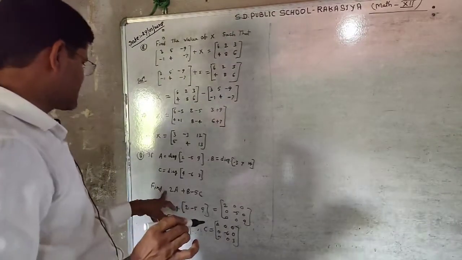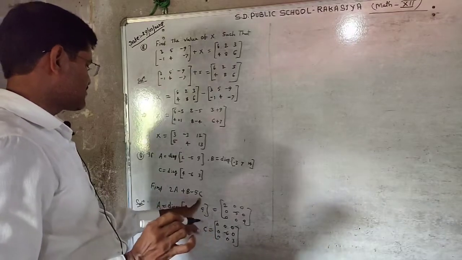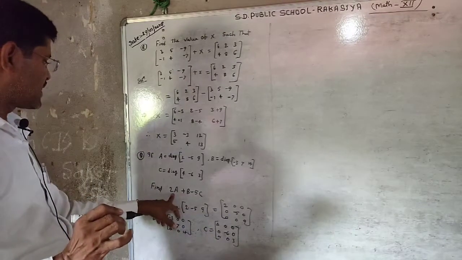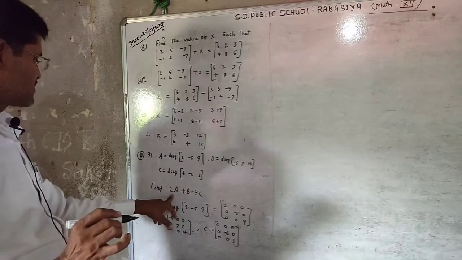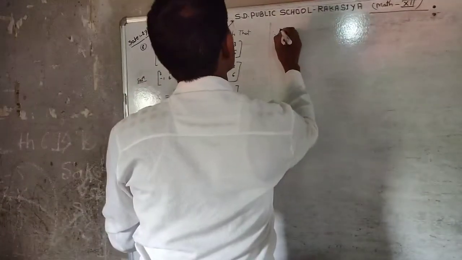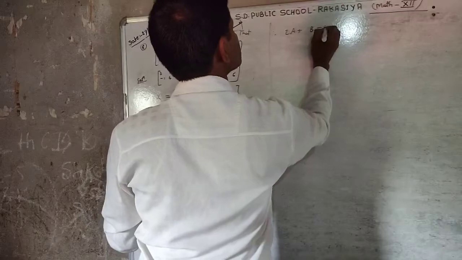As in previous examples, we can find the value of 2A plus B minus 5C. We have to find the scalar product of matrix A by 2. Therefore, 2A plus B minus 5C.